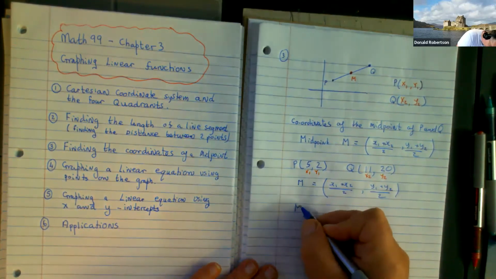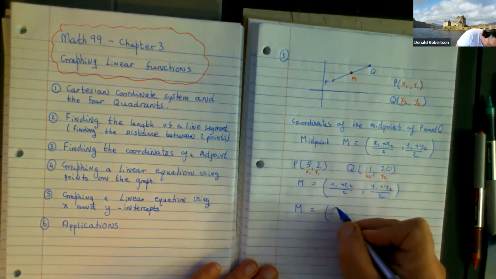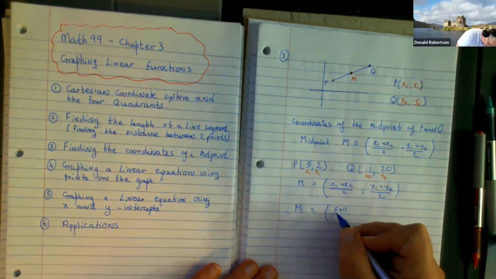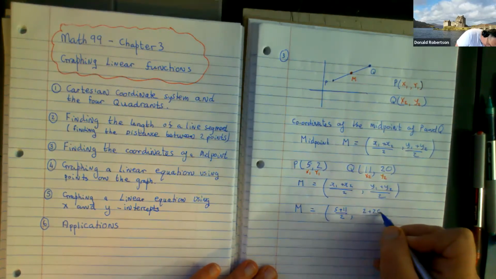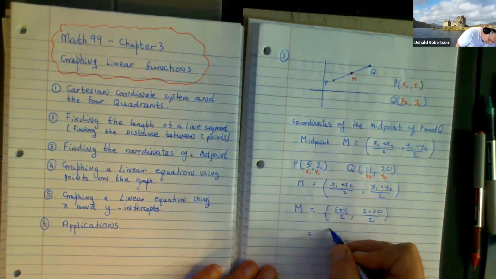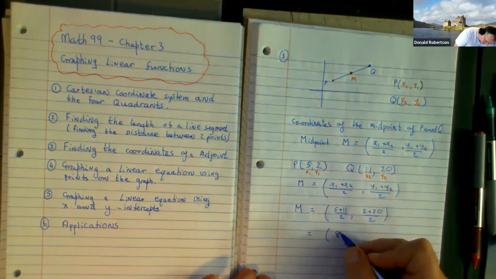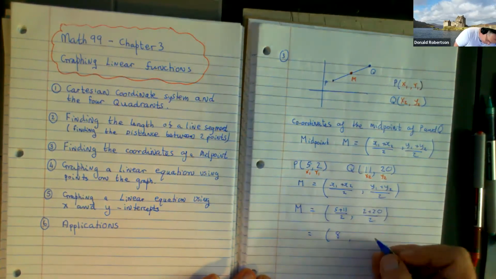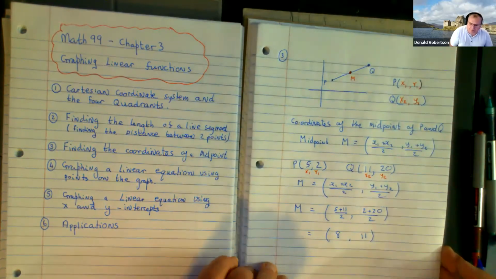So the midpoint will be 5 add 11, and you halve it, and 2 add 20, and then you halve it. And this guy here is what? 16 divided by 2, which is 8. And this guy is 22 divided by 2, which is 11. And there is the coordinate of your midpoint.